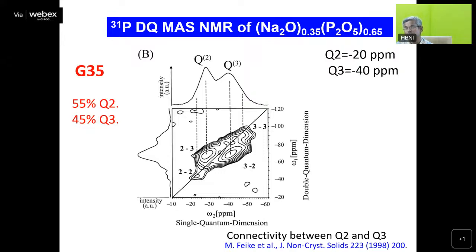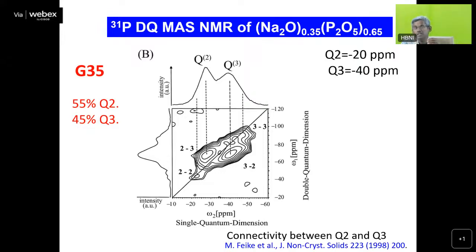In other words, Q3 forms an extended network. There is no Q1, there are no terminal groups here. Q1 groups are not there, so these are not mainly chains. If you have a linear chain, what happens? We should have Q1 and Q2, because we want terminal groups in a linear chain. So here there is no linear chain. Linear phosphate chains are not there in this class. Very important information. Here, many times what we observe is either chains or rings of Q2 and Q1, Q2 and Q3, or Q3 rings and Q2 rings can be possible.